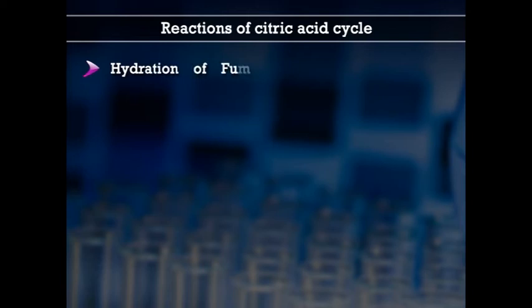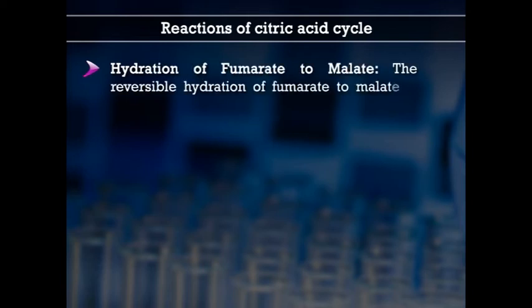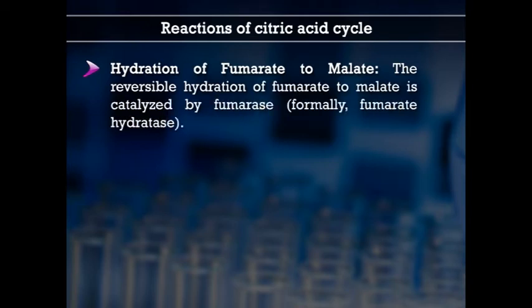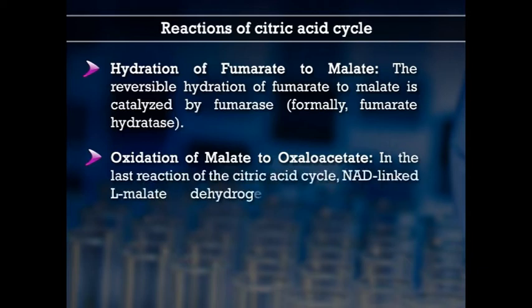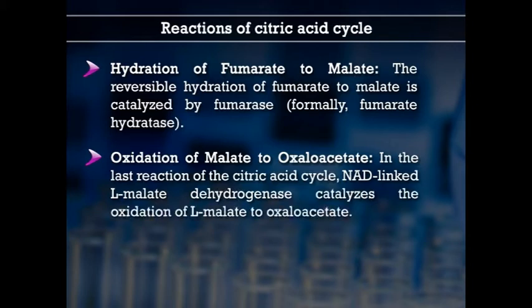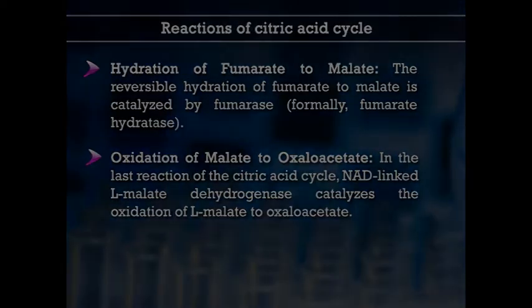Now let us come to the seventh step, that is hydration of fumarate to malate. The reversible hydration of fumarate to malate is catalyzed by fumarase, formerly fumarate hydratase. Now the eighth step, oxidation of malate to oxaloacetate. In the last reaction of the citric acid cycle, NAD-linked L-malate dehydrogenase catalyzes the oxidation of L-malate to oxaloacetate. Oxaloacetate picks up another molecule of activated acetate to repeat the citric acid cycle all over again.